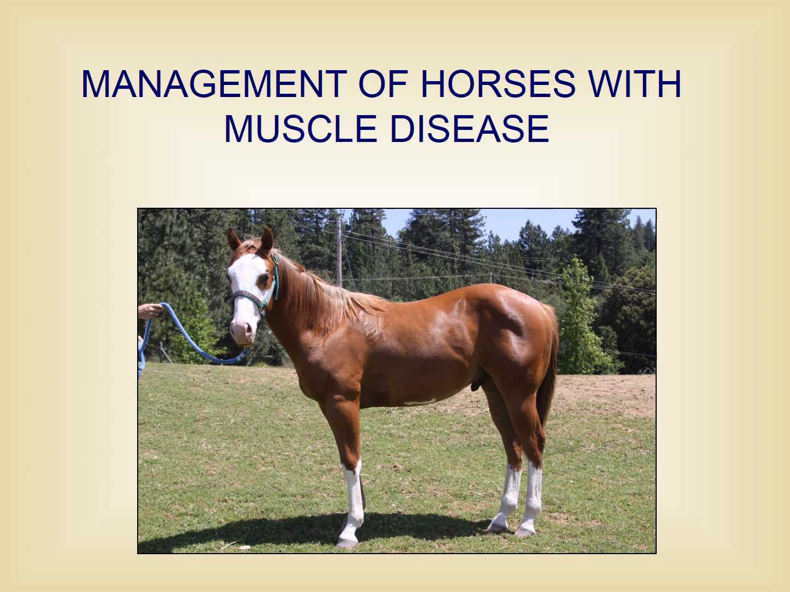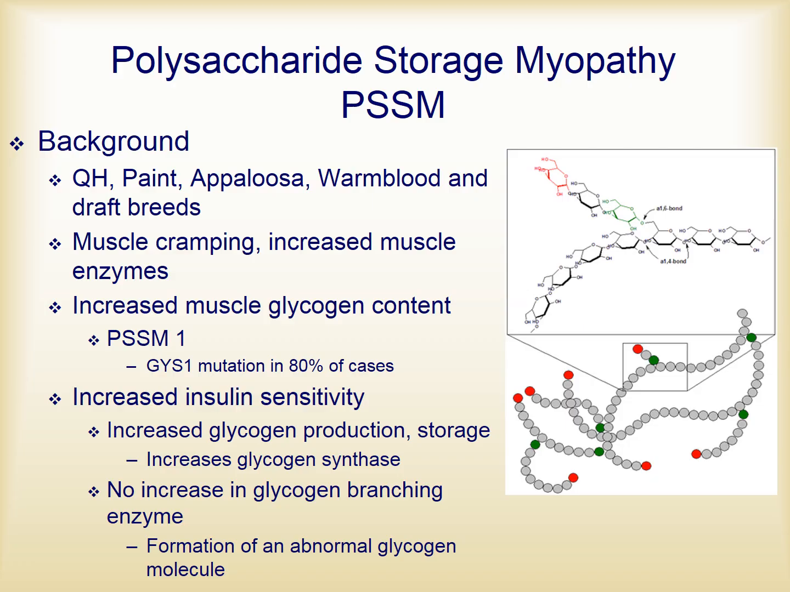We'll finish the lecture with a brief discussion about how to manage horses that have selected muscle diseases. We'll begin with a discussion of polysaccharide storage myopathy, or PSSM. And just as a brief background, we see PSSM mainly in quarter horse, paint, Appaloosa, warmblood, and draft breeds, although it can be seen in other horses. It's evident with muscle cramping as well as increased muscle enzymes.